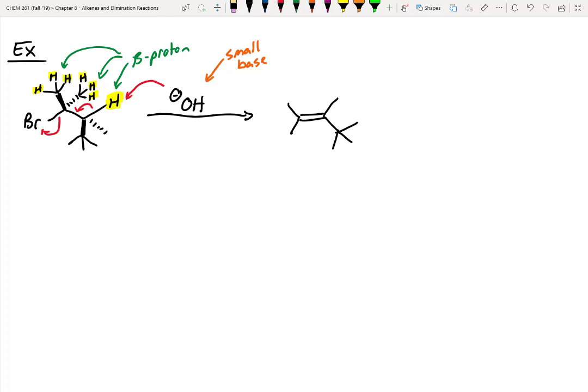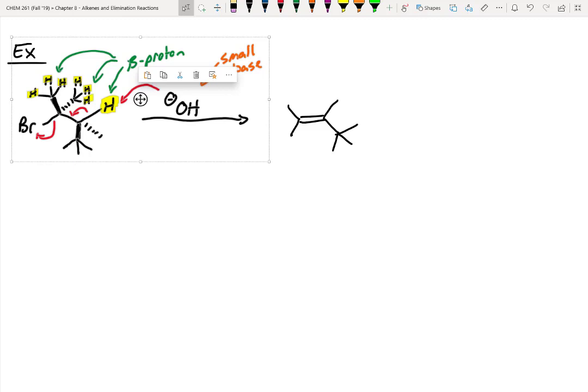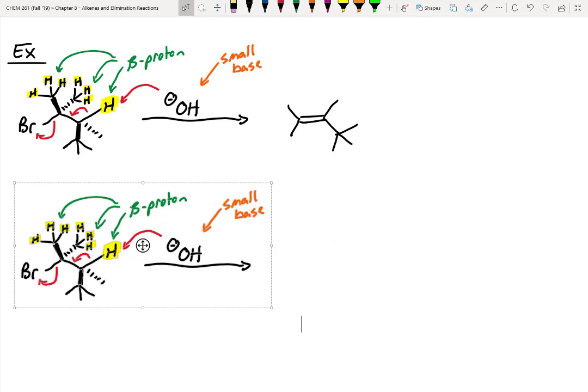So let's try another one. So I'm just going to copy this because I've got the power of the pen. See if this works. Come on. Copy. Paste. All right. So maybe on the second one, instead of grabbing that beta proton, we go after one of our other beta protons. So maybe in this situation, I'm going to go after one of these. Does it matter if it's anticoplanar off of that methyl group? No, they're going to spin around. So one of them is always going to be anticoplanar.